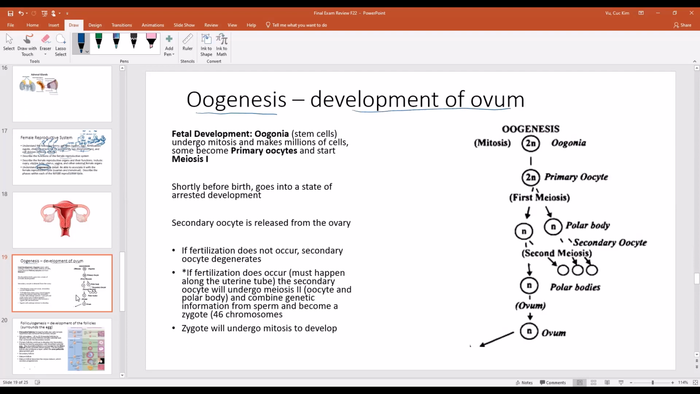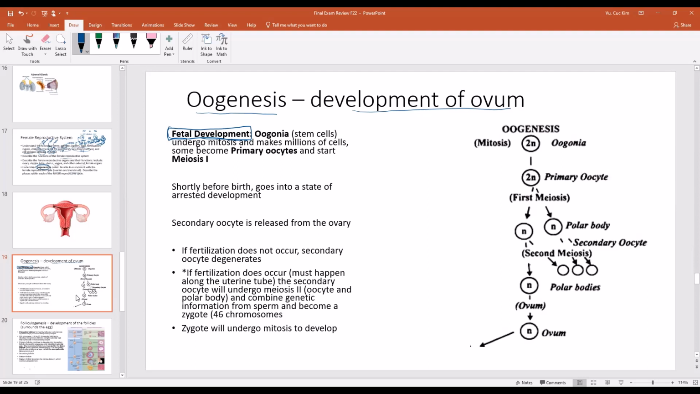One major difference between oogenesis and spermatogenesis is that oogenesis happens during fetal development. It starts during fetal development. That's a huge difference, whereas spermatogenesis doesn't start until puberty in males, okay? So oogenesis has already begun during the mother's fetal development. Even before you are born, you have already made all the eggs you will carry in your lifetime.